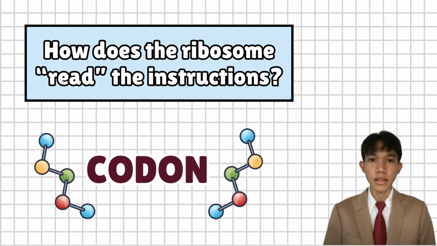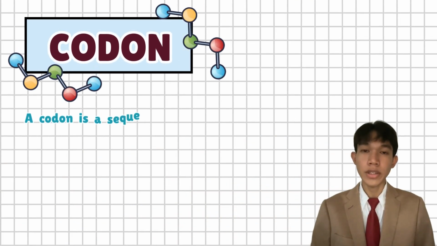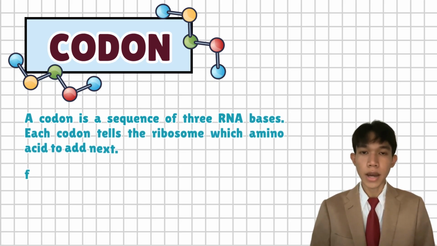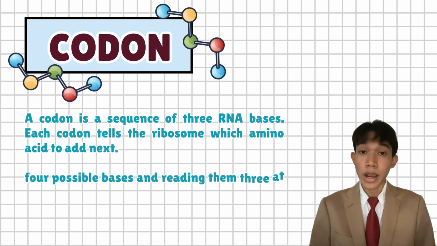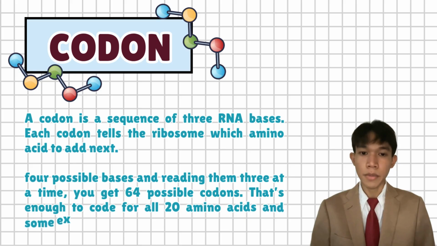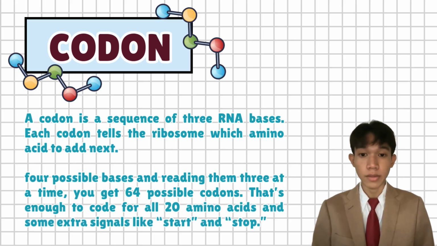cell's factory. So, how does the ribosome read the instructions? The answer: codons. A codon is a sequence of 3 RNA bases. Each codon tells the ribosome which amino acid to add next. Why 3? Well, with 4 possible bases and reading them 3 at a time, you get 64 possible codons. That's enough to code for all 20 amino acids and some extra signals like start and stop. So codons are like 3-letter words, spelling out a protein.